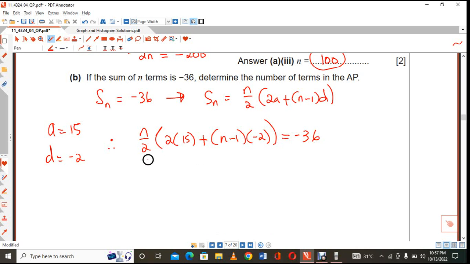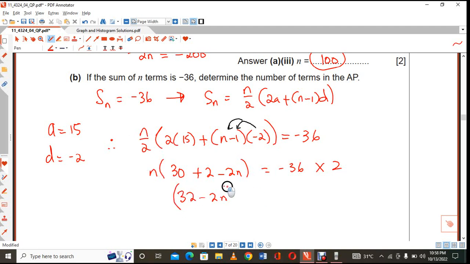From here, I'm going to multiply both sides by 2. Here I'm going to have, in the bracket, 30. If you follow closely, you are going to multiply out this negative 2 over there, so you're going to have positive 2 minus 2n equals negative 36. Multiply that by 2 in order to clear this fraction, so you're going to have 32 minus 2n. The n is still there, it didn't disappear, so we're still going to keep that in brackets, is equal to negative 72.